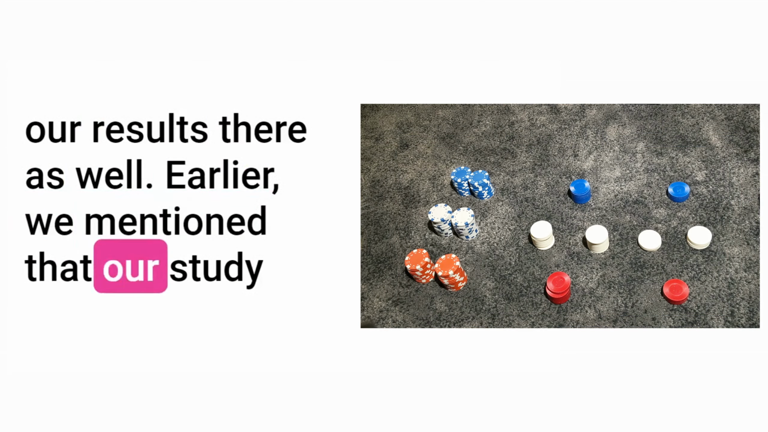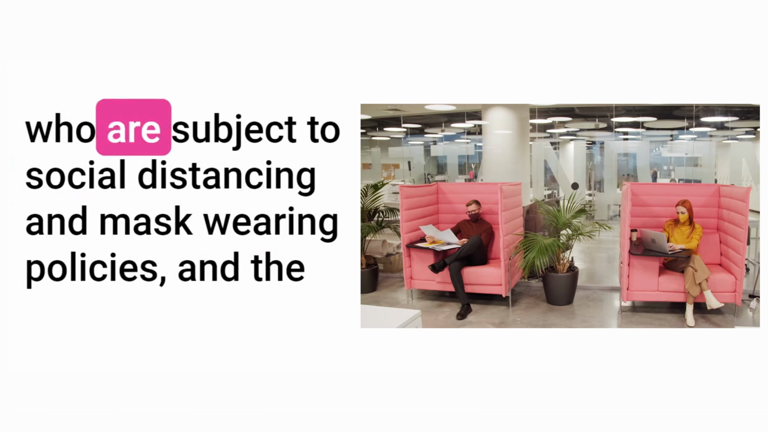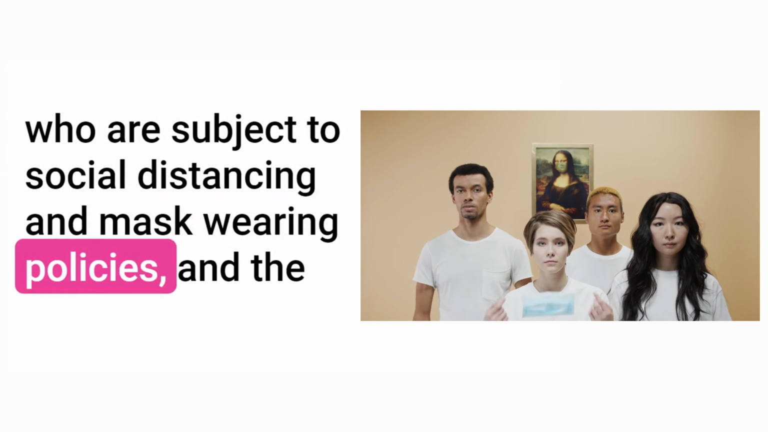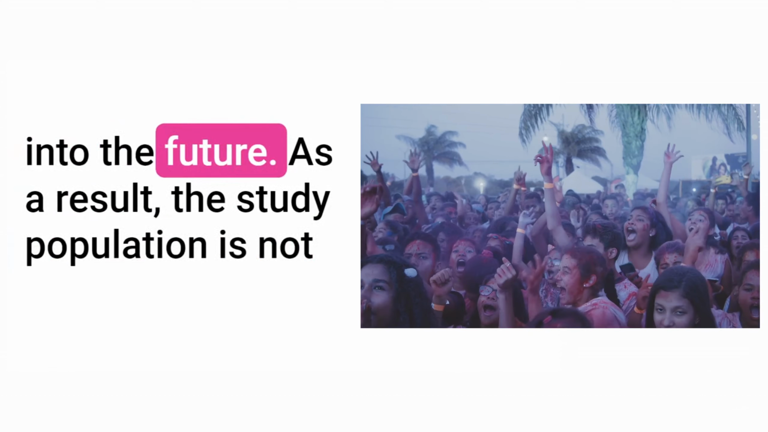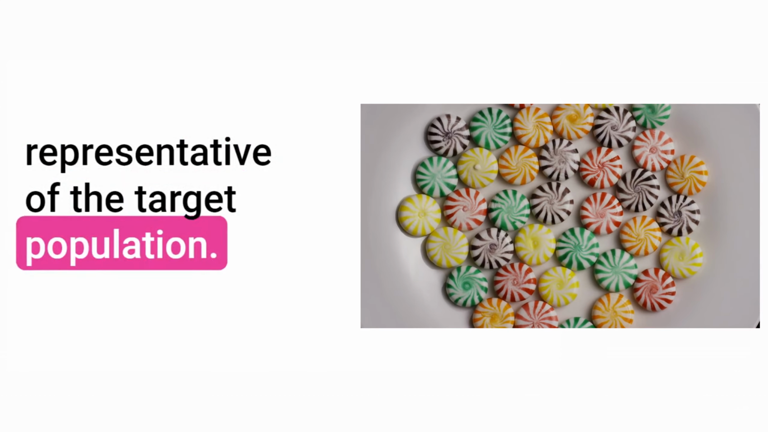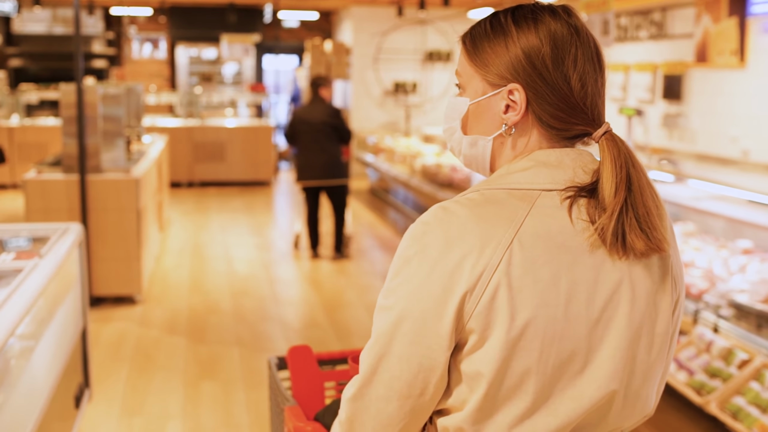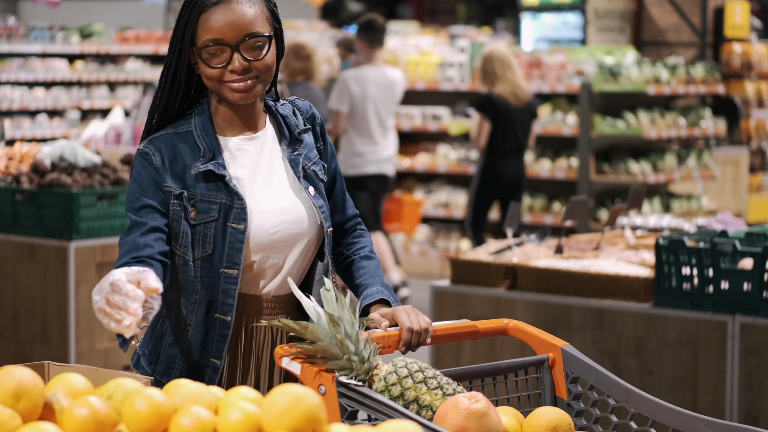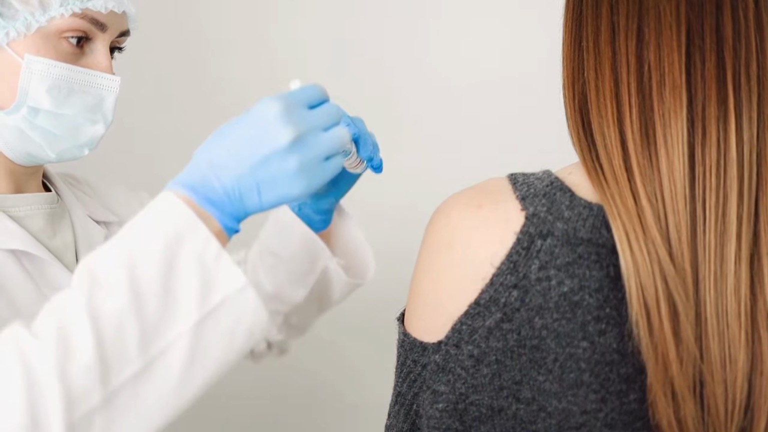Earlier, we mentioned that our study population was composed solely of people living in the COVID-19 era, who are subject to social distancing and mask-wearing policies, and the target population consists of all humans now and into the future. As a result, the study population is not representative of the target population. The vaccine trial can only make conclusions about people living when these restrictions are in place, not when they have been relaxed. Note that this does not mean that the vaccine doesn't work without these policies. It only means that these studies cannot tell us this information.